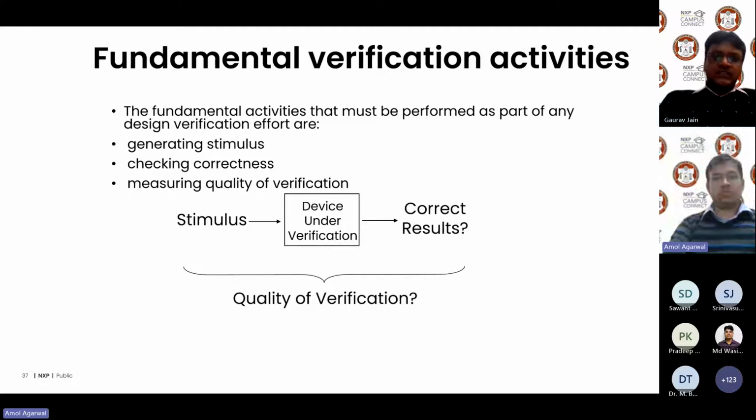The verification engineer is responsible to generate the stimulus. Stimulus is basically the test case.